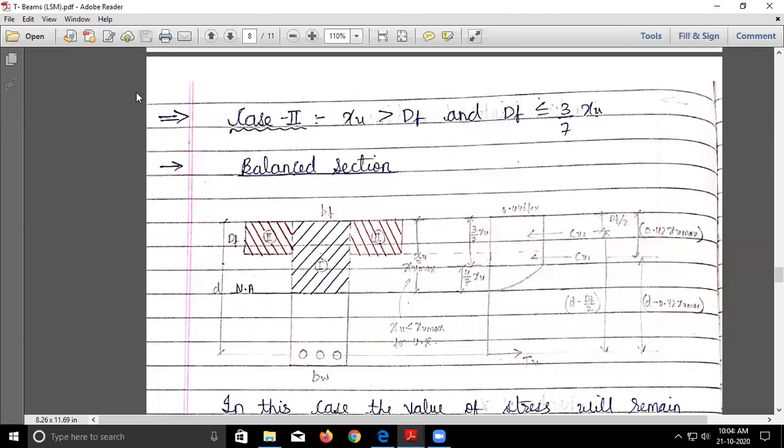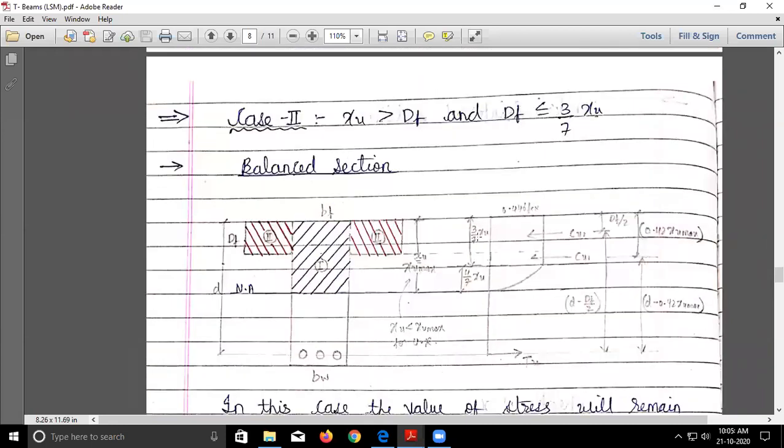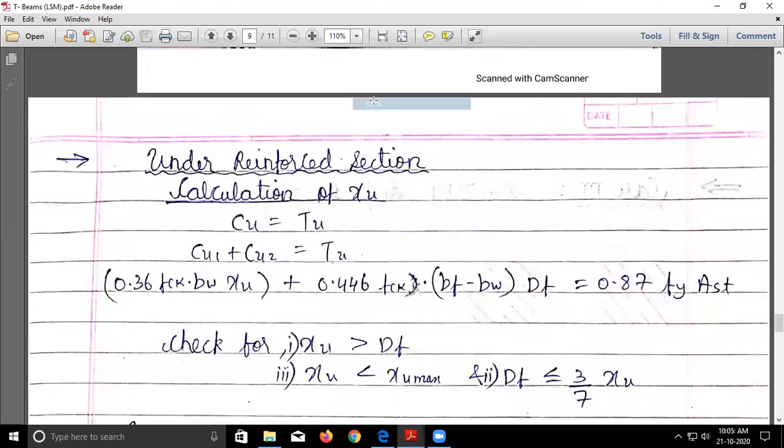Okay, so we have already seen two cases. The first case was XU less than DF, and in the second case we have seen XU is greater than DF and DF is less than 3/7 XU. So it is convenient to remember like this. In some textbooks you can find it the other way around also, so whichever you feel convenient. But this is more convenient because we know that this is the stress block 3/7 XU and 4/7 XU. So now we have also seen this under flange section, if I'm not wrong.